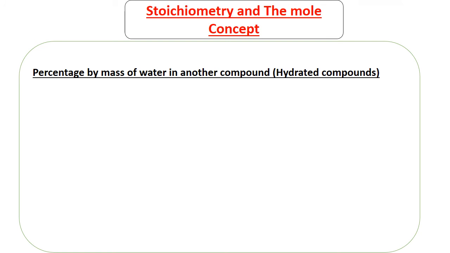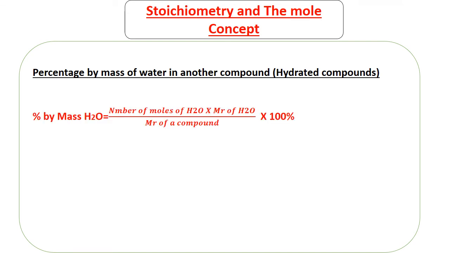Next, it's the same concept but extended. So I've looked at percentage by mass of an element in a compound. Now we're going to look at percentage by mass of water in another compound, usually a hydrated compound, a compound that has water in it. So I want to know the percentage by mass of water in that compound. So the formula is nearly the same.